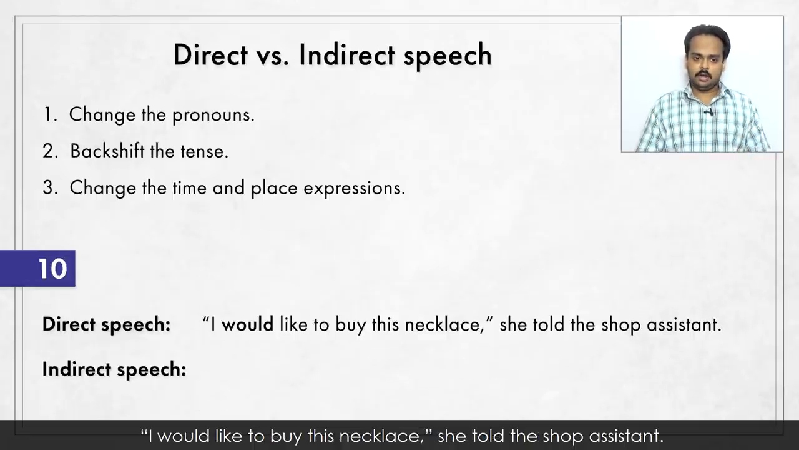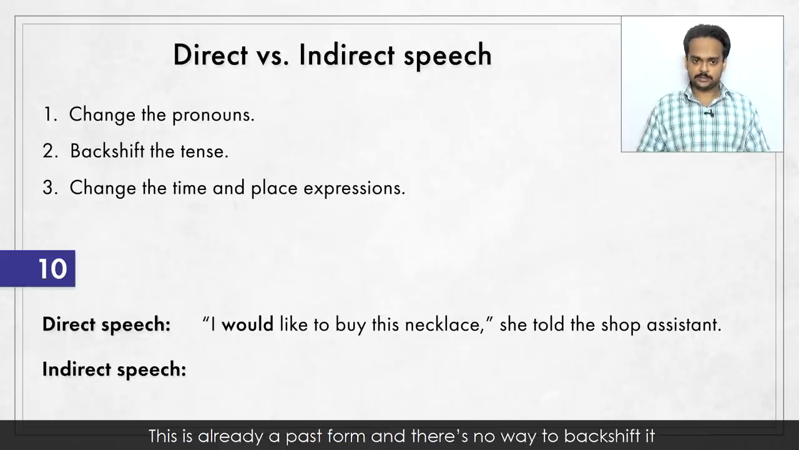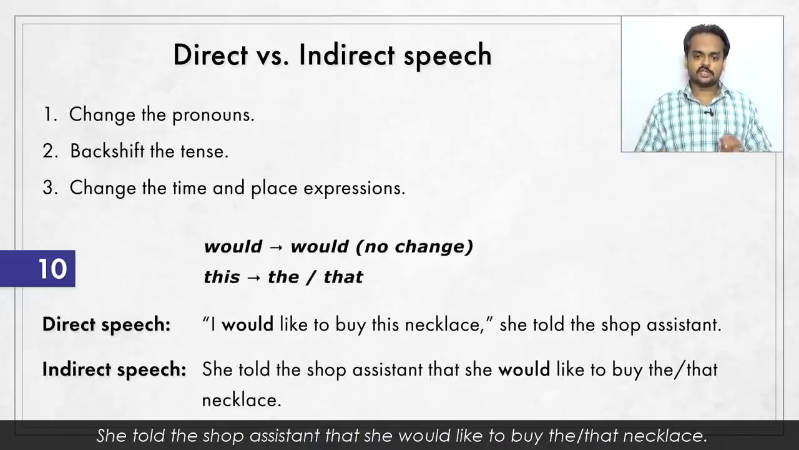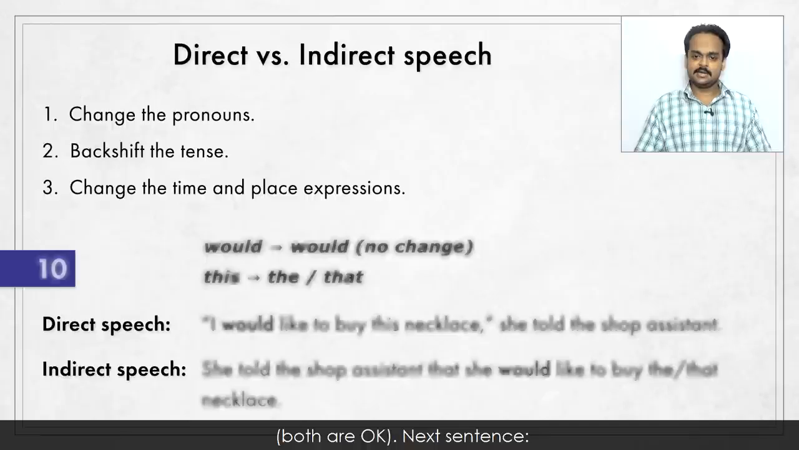Okay, number 10. I would like to buy this necklace, she told the shop assistant. Here, the modal verb would is used. This is already a past form, and there's no way to backshift it. There's no past perfect for modal verbs. So we just say, she told the shop assistant that she would like to buy the or that necklace. We can change this necklace to the necklace or that necklace. Both are okay.